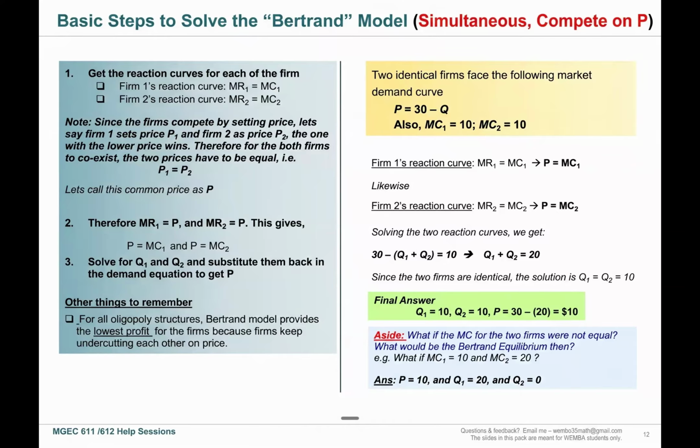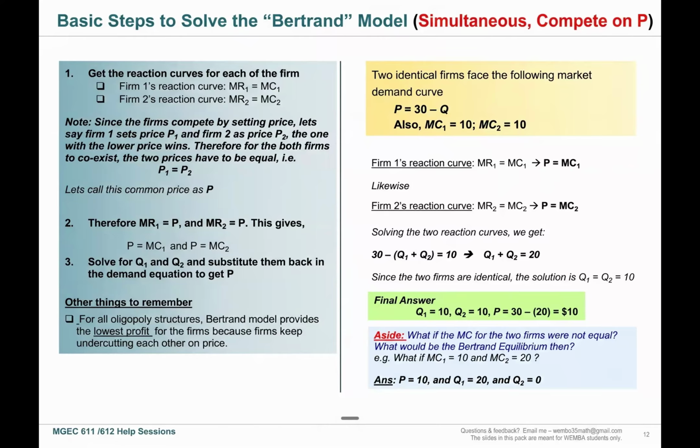Our approach doesn't change, even with a Bertrand model. Our procedure is to get the reaction curve of firm 1, get the reaction curve of firm 2, and solve the two reaction curves to find the equilibrium. In Bertrand, the reaction curve is price equal to MC for firm 1 and price equal to MC for firm 2. This is a special case of reaction curves, because it says the two prices are going to be the same in the end.